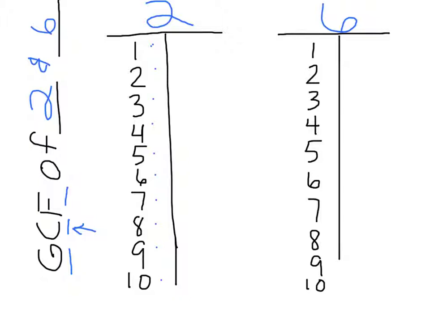So I check 1. 1 goes into 2 2 times. 2 goes into 2 1 time. 3 does not. 4 does not. 5 does not. 6, 7, 8, 9, and 10 do not go into 2.